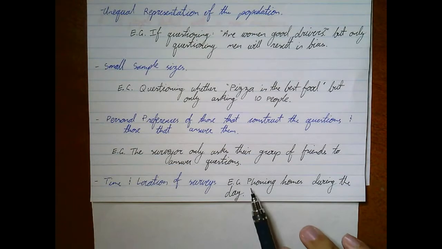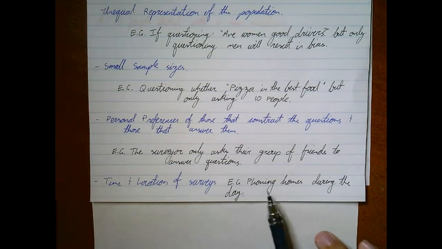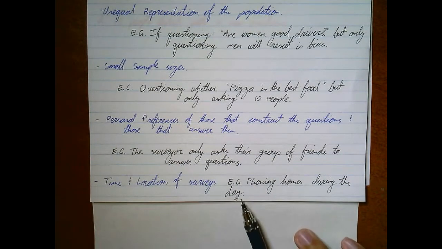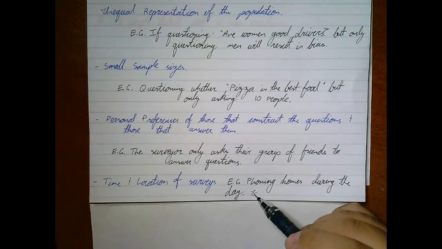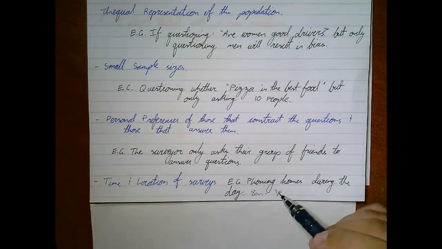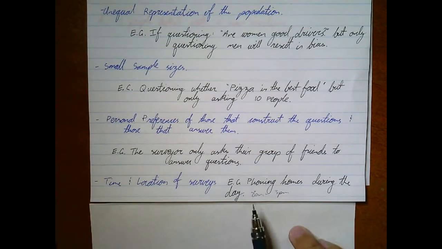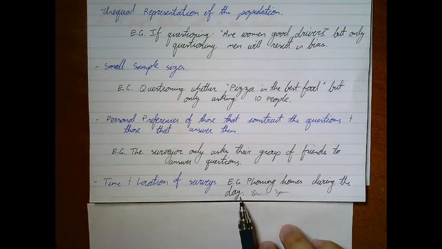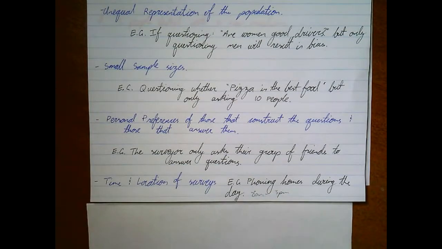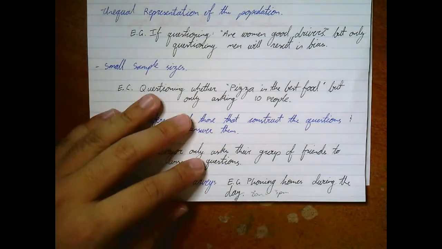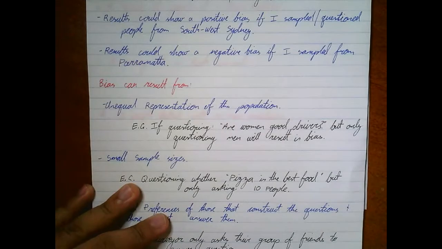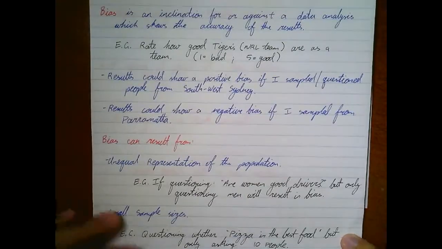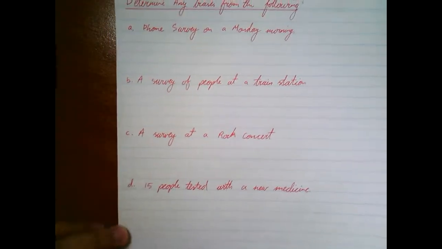So, for example, if we did phone surveys during the day, let's say between 8 a.m. to 3 p.m., well, that's an unfair bias because most people are working between 8 and 3. So not many people can actually answer the questions. Okay, so now let's take a look at whether we can determine what biases may result in these questions.